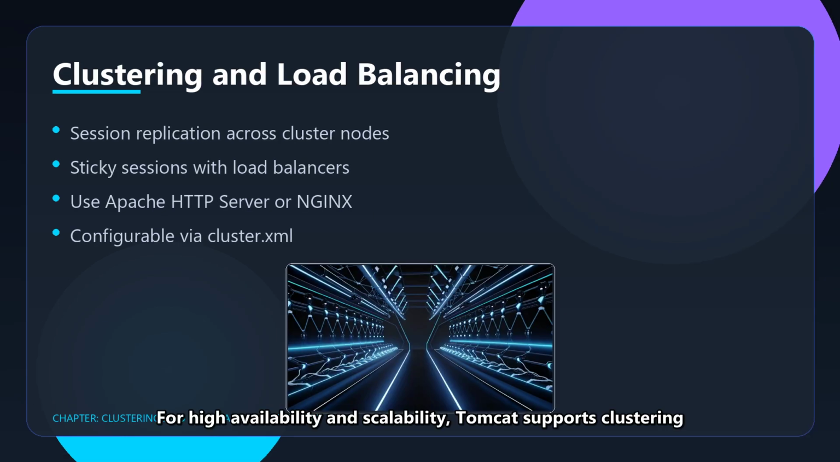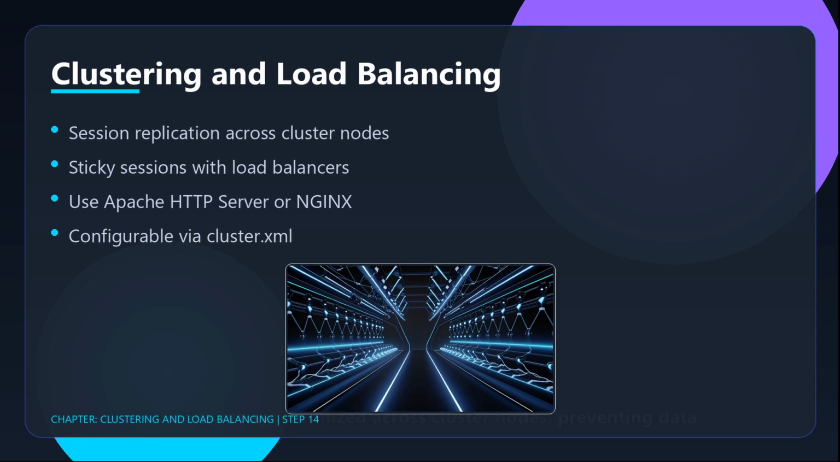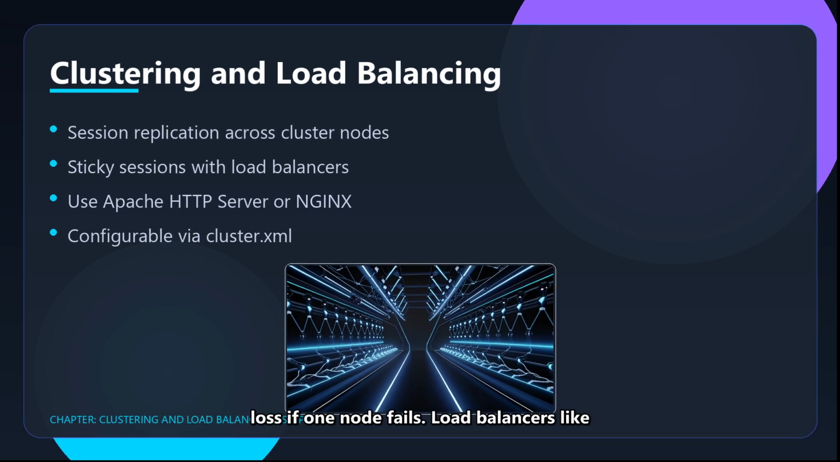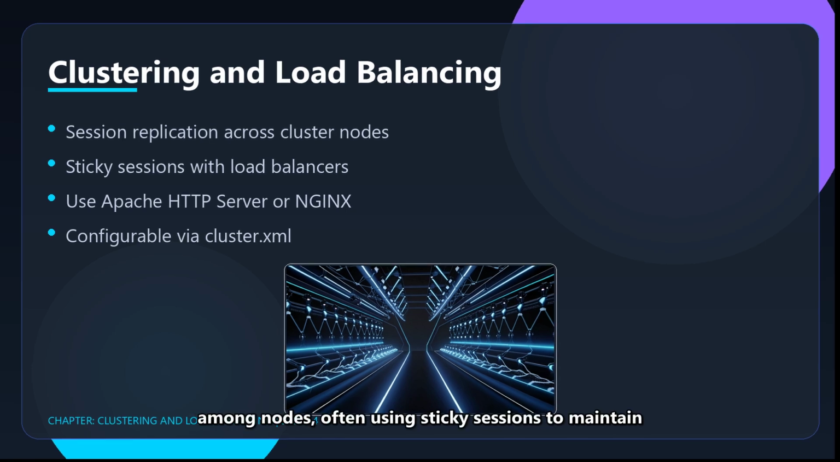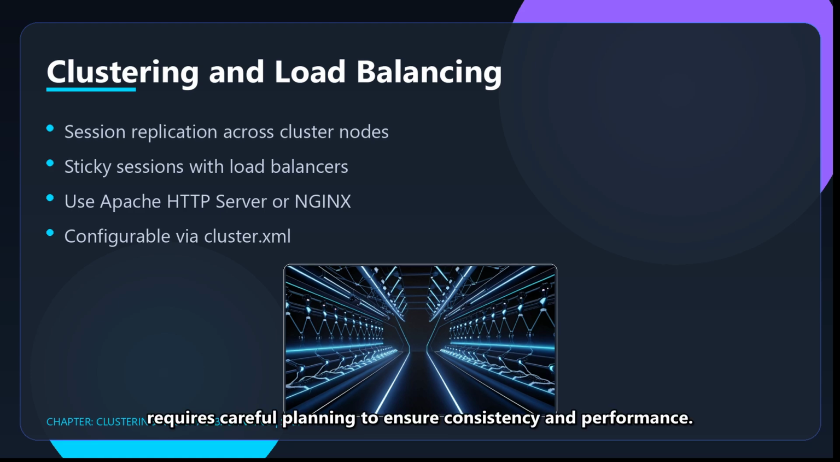For high availability and scalability, Tomcat supports clustering and load balancing. Session replication ensures that user sessions are synchronized across cluster nodes, preventing data loss if one node fails. Load balancers like Apache HTTP Server or NGINX can distribute traffic among nodes, often using sticky sessions to maintain user affinity. Clustering is configured via cluster.xml and requires careful planning to ensure consistency and performance.